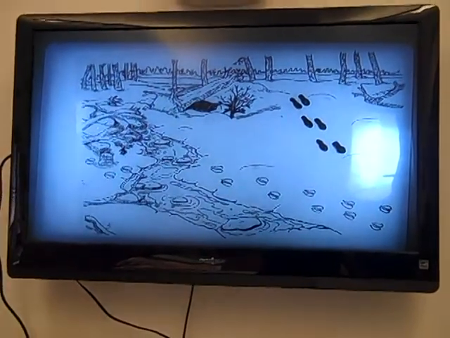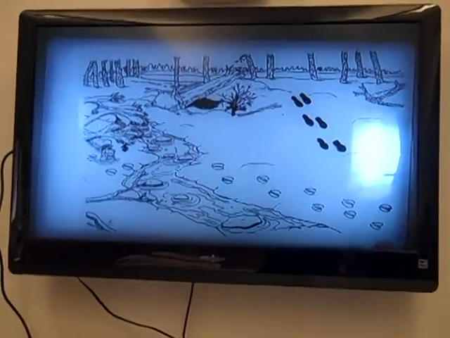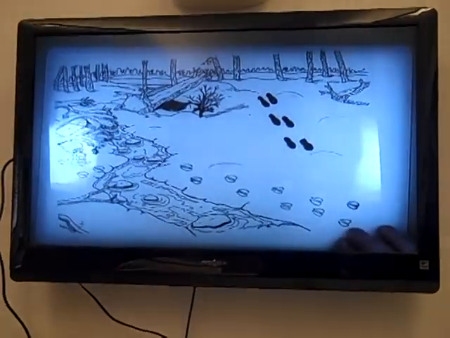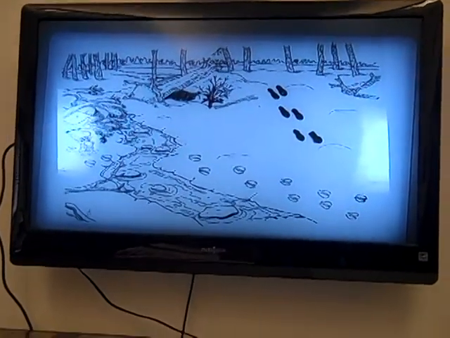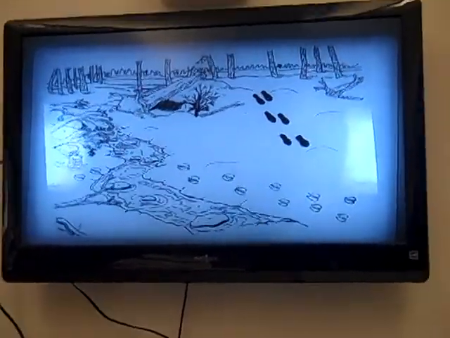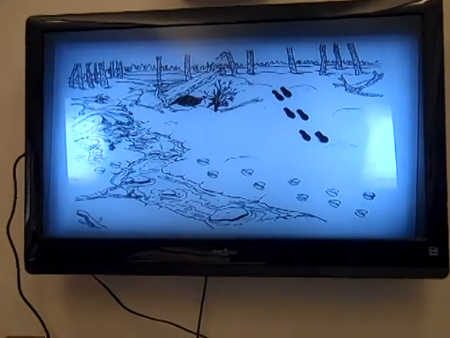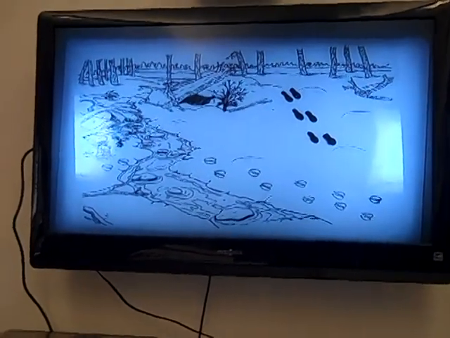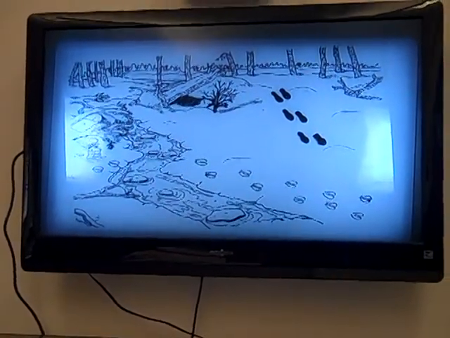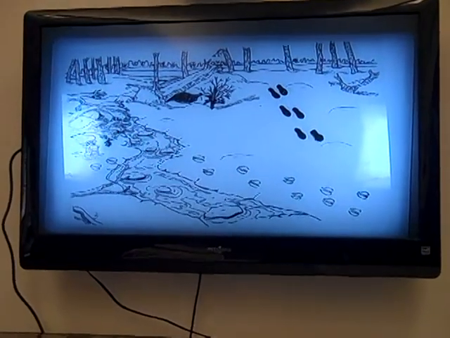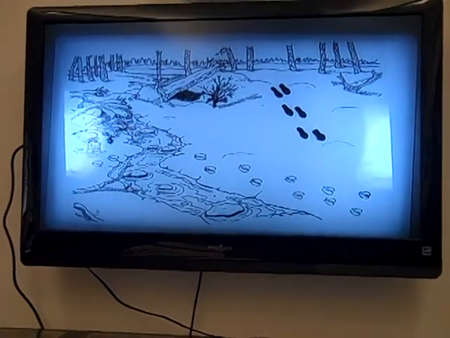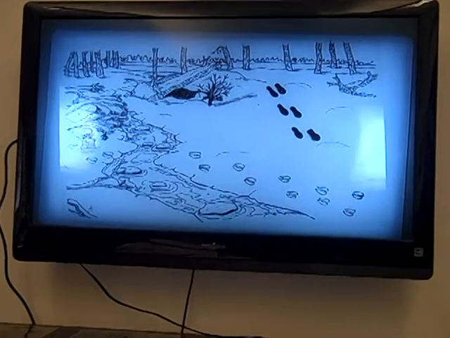So the next part of the lesson is called Track Detectives, and this part of the lesson is inside. And there are different overheads like this, and there are different scenarios. So you want to put one or two of them up and give the students a couple minutes to look at them, and then have them draw what they think is happening. So what kind of animals and what the animals are doing.